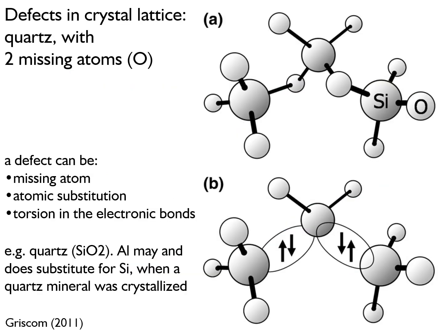How can a mineral be a dosimeter? It is with imperfection in the mineral lattice. The most common way is when an atom is missing, or if it was substituted for another.